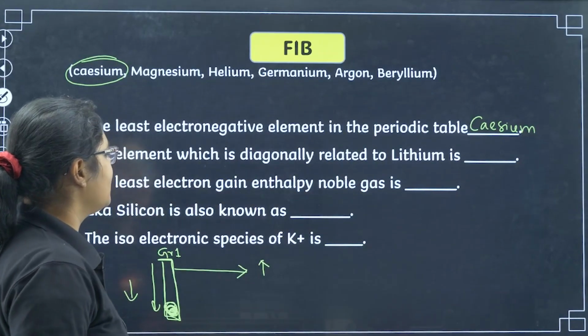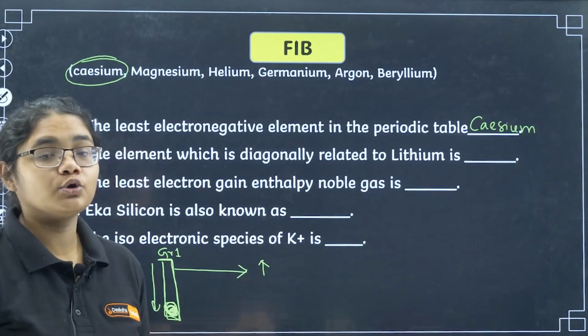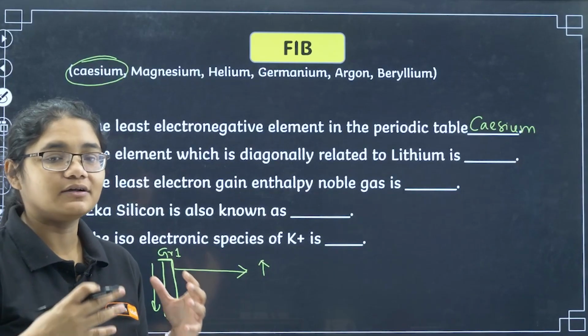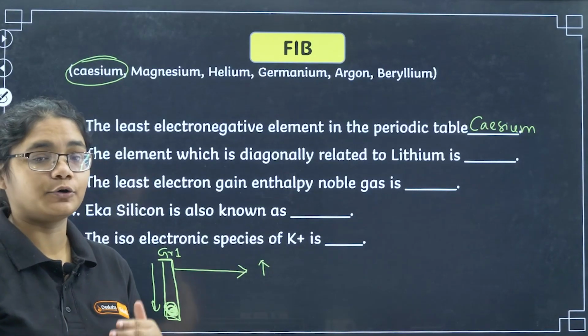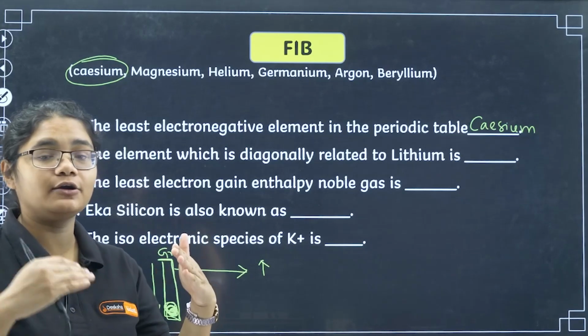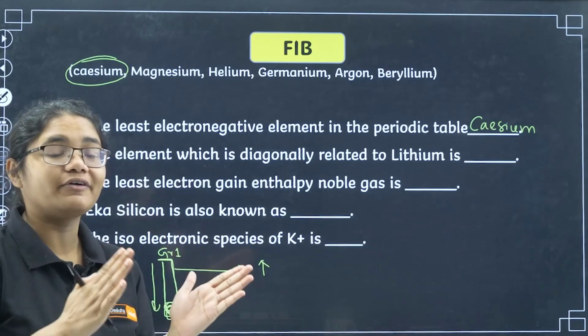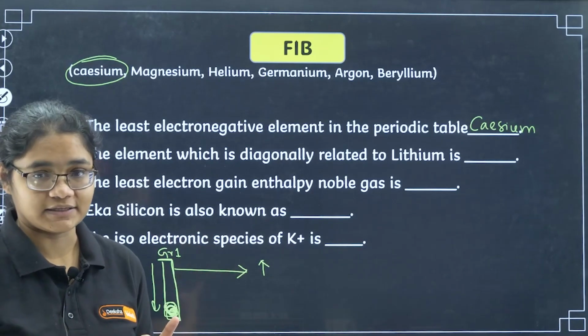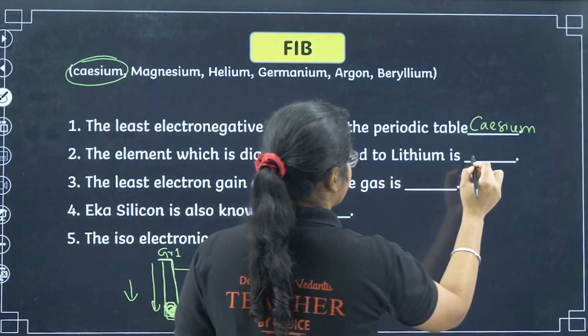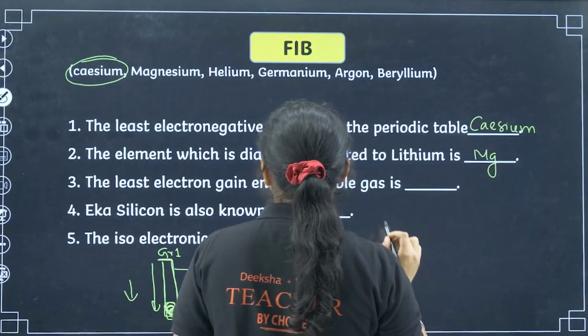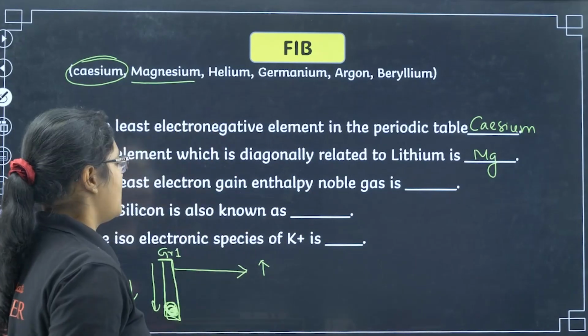Next, the element which is diagonally related to lithium is... So if you have learnt about the diagonal relationship, it says that elements of group 2 and group 3, period 2 and period 3, of adjacent groups show similar properties. This is called the diagonal relationship, and lithium has a diagonal relationship with magnesium. So magnesium is the answer.